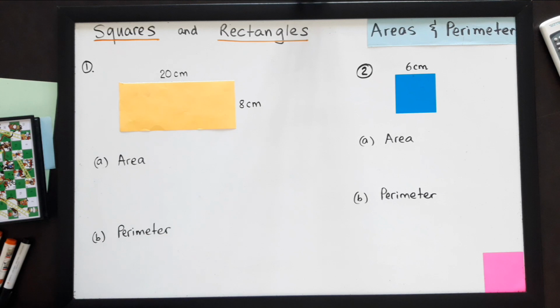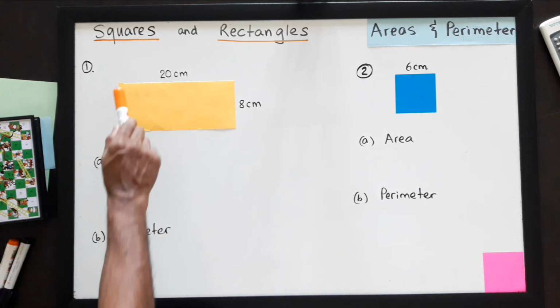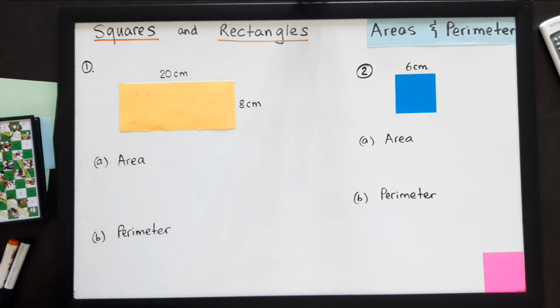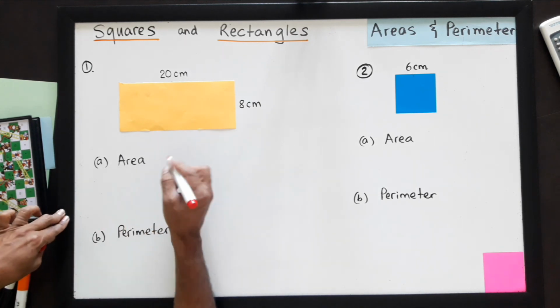Let's start off with question 1. Here we have a rectangle where the length is 20 and the width or breadth is 8 centimeters. Now I'm going with the assumption that you all know the basics in finding the areas and perimeters of simple shapes, because you would have done this in Sec. But let's review it in any case.